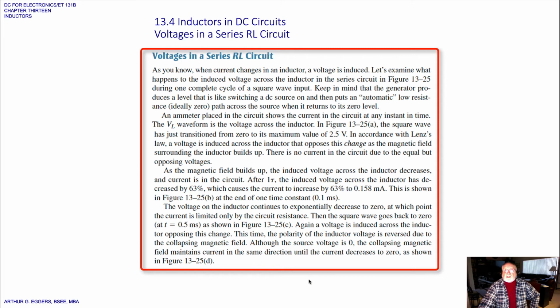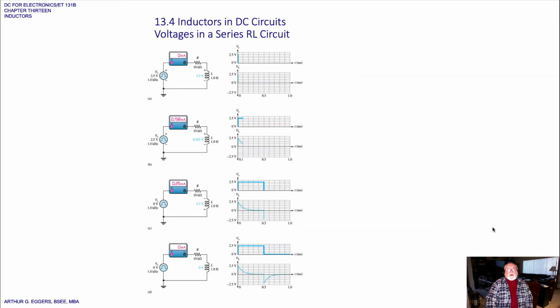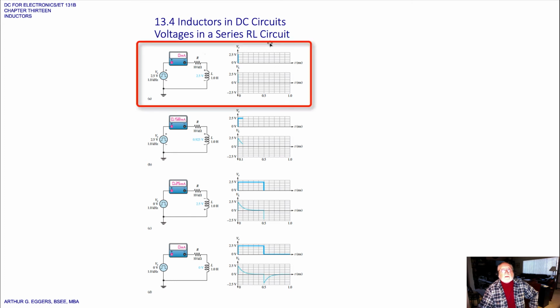Again, a voltage is induced across the inductor, opposing this change. This time, the polarity of the inductor voltage is reversed due to the collapsing magnetic field. Although the source voltage is 0, the collapsing magnetic field maintains current in the same direction until the current decreases to 0. Again, if you need to, go back and look at Lenz's law. So this is what was just described to you.